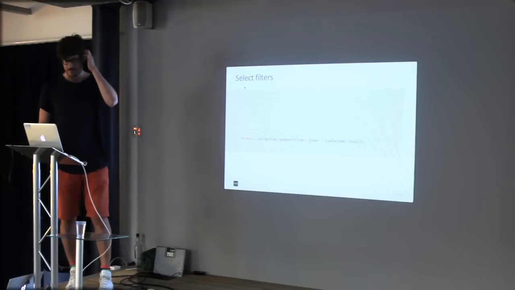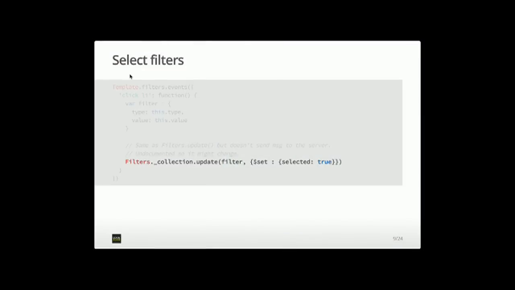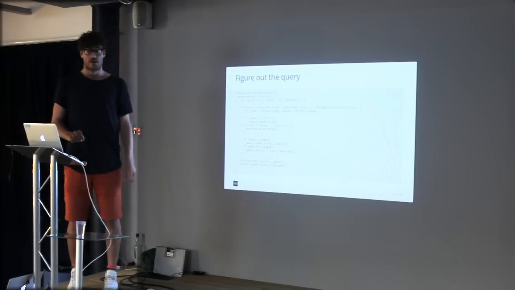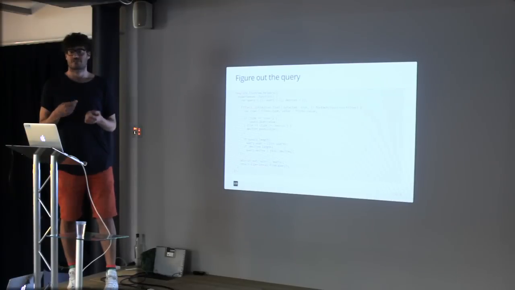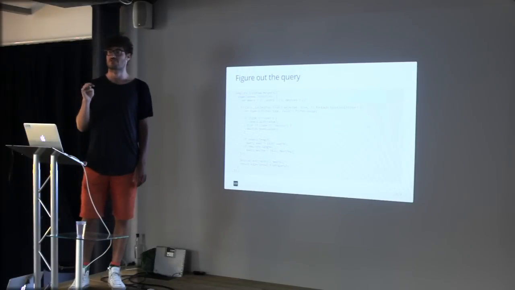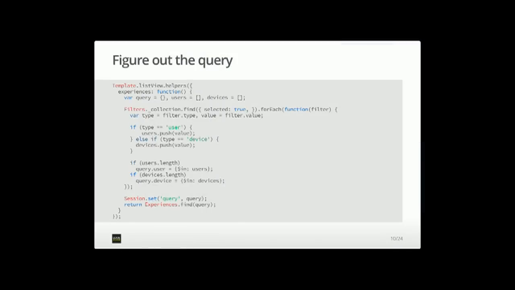Okay, so when the user clicks a filter, we just update the filters collection, and we do this set selected true. So we know that this particular filter is selected. But that doesn't change anything other than actually selecting the filter. What we want to do now is that the list view should reflect what the user has selected. And to do that, we have to figure out the query that we send to the server and say, hey, we want these new documents now because the user is selecting something else.